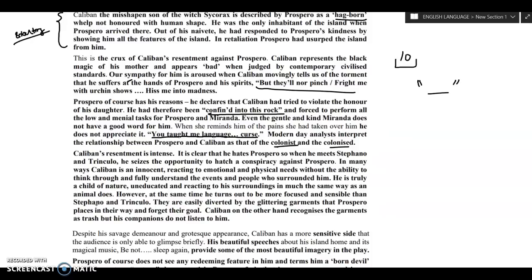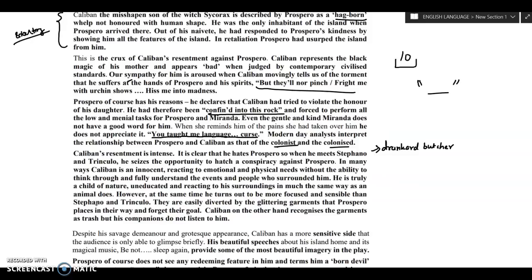Caliban's resentment is intense. It is clear that he hates Prospero, so when he meets Stefano and Trinculo, he seizes the opportunity to hatch a conspiracy against Prospero. You know about this drunkard and butcher. These were the people they met on the island after the shipwreck. So Caliban is an innocent reacting to emotional and physical needs without the ability to think through and fully understand the events and people who surrounded him.